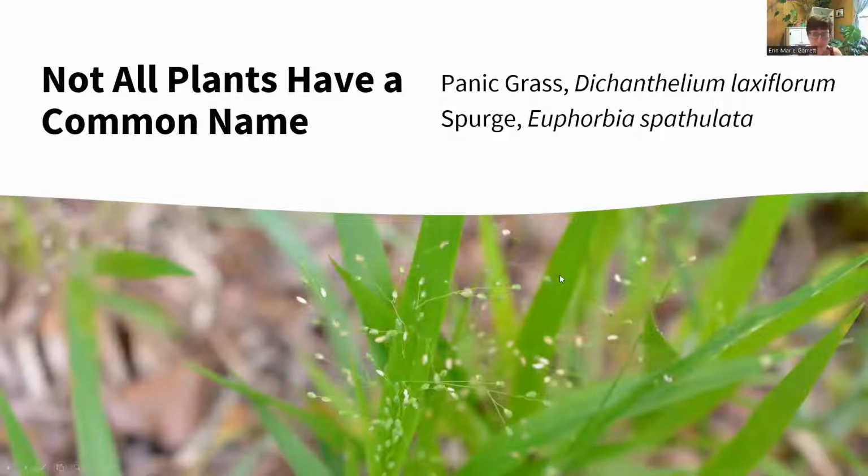This grass in particular is actually really common, at least in Southern Illinois. I see it all over the place, so it's kind of surprising that it doesn't have a more specific common name. And then another example is a plant in the Euphorbia genus, which are known as spurges, and the common name is just spurge. So again, not very helpful in distinguishing it from the other species of spurges that are also in the same genus.